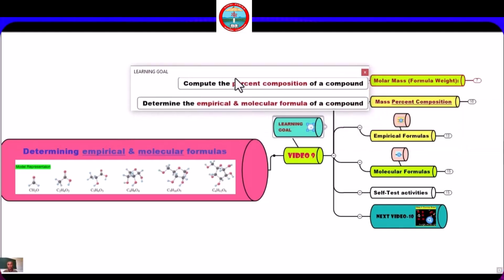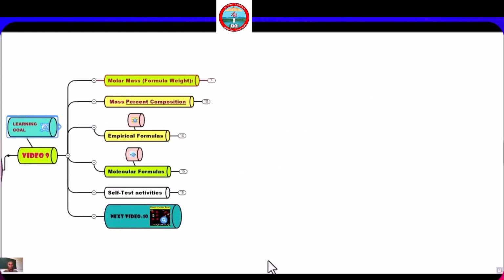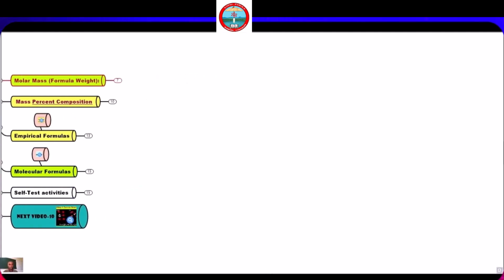2. Determine the empirical and molecular formula. I am going to tell you how to calculate the molar mass or formula weight, mass percentage composition, and how to determine the empirical and molecular formula, and finally we'll have self-test activities. Let me move to calculating the molar mass or formula weight.